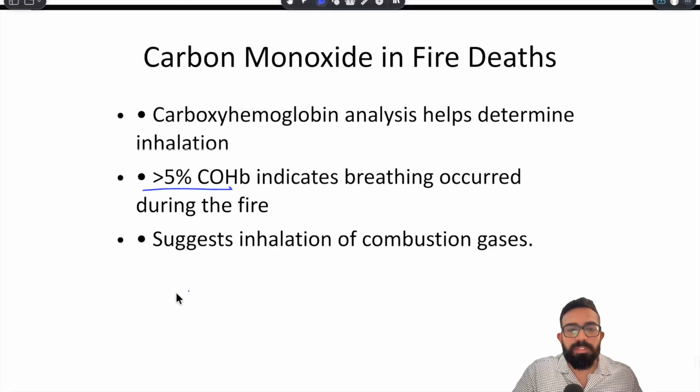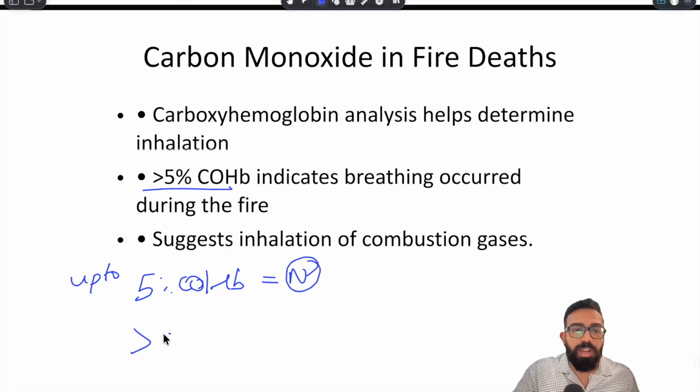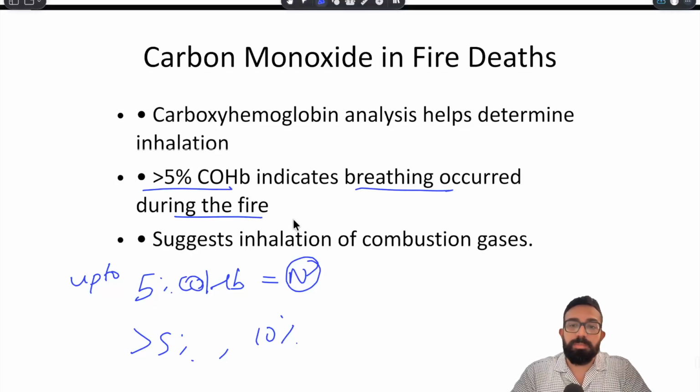Carboxyhemoglobin up to 5% can be present in normal individuals, generally individuals who smoke. But if it is above 5%, and if you get levels like 10%, then you can definitely say that breathing occurred during the fire. That is not the scenario where the person was killed and then the fire ignited. So this is the role of carbon monoxide.